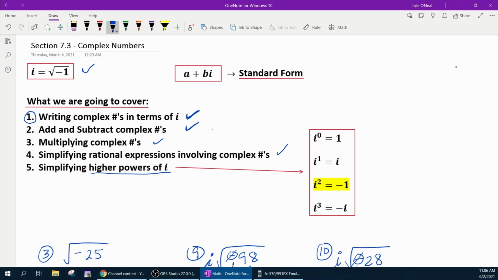Next, objective number 2, we're going to look at add and subtract complex numbers. And that means we need to talk about standard form. So, when your complex number already has an i in it, standard form is a plus bi. The a is the real part of the complex number, and the bi is the imaginary part of the complex number. Later you may need to know the value of a and b. Just remember that a is the real part and the bi is the imaginary part. That is standard form of a complex number.